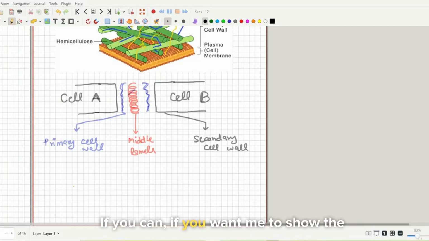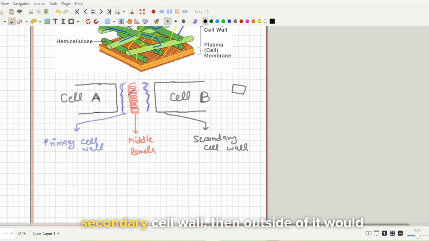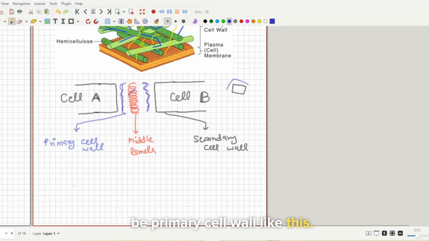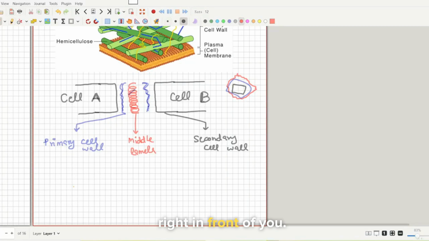If you want me to show the diagrams in front of you, then it would be like this. If it is a plant cell, then it is secondary cell wall, then outside of it would be primary cell wall like this, and outside the primary cell wall you will have middle lamella. So these are the layers of cell wall that is right in front of you.